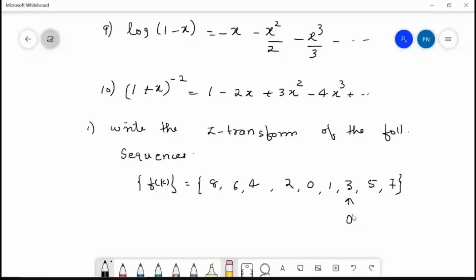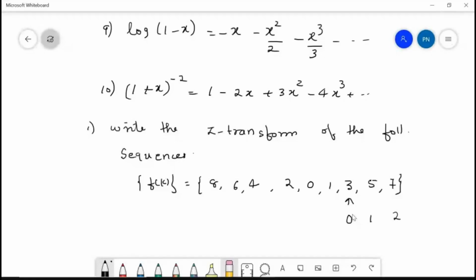Okay, wherever the arrow is given, below it we have to take 0. That means when k is 0, the function takes the value 3. On its right hand side we have to write 1 and 2. When k takes the value 1, f of 1 is equal to 5. When k takes the value 2, f of k is equal to 7.